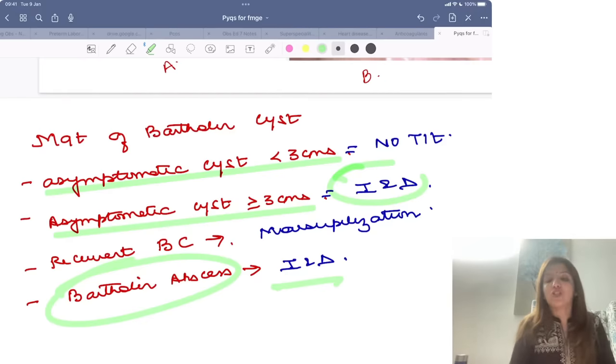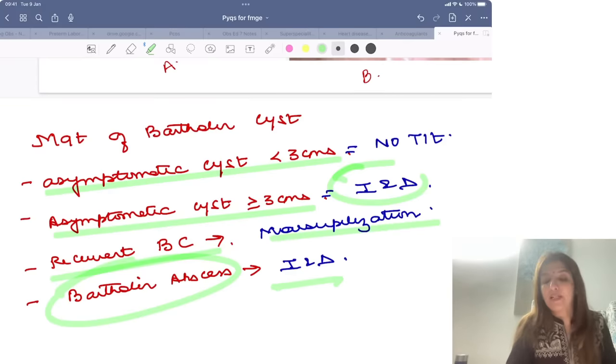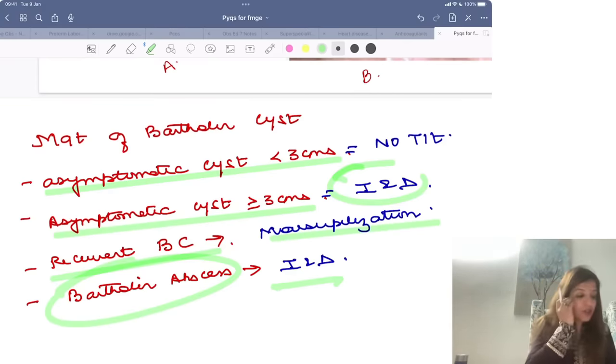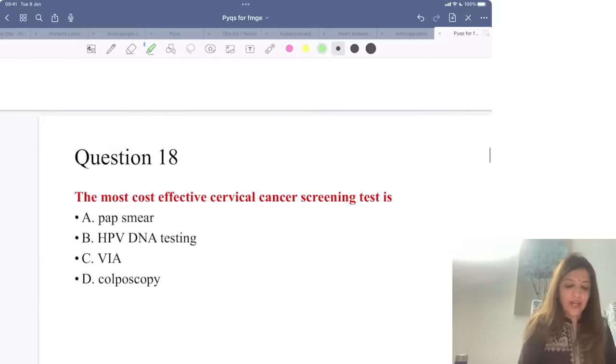Only if your question says recurrent Bartholin cyst. Recurrent Bartholin cyst, the management is marsupialization. Right? So management of Bartholin cyst is not marsupialization now. Management of Bartholin cyst now is incision and drainage. IND. Clear? Okay. Next question.